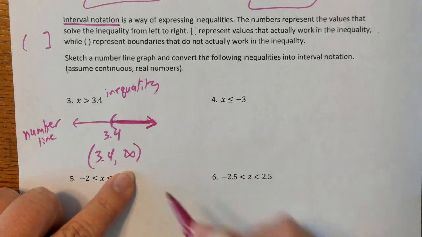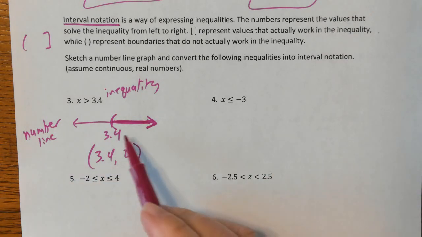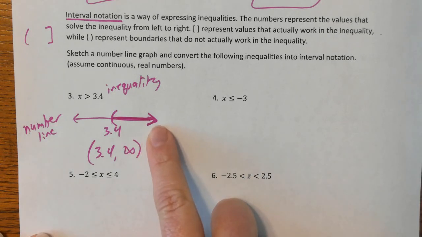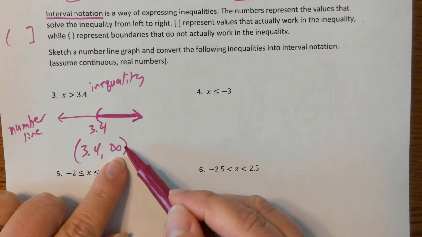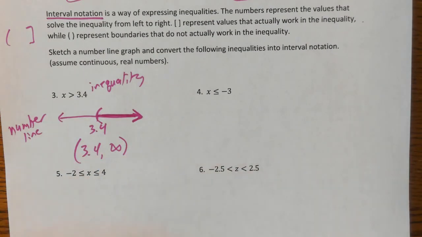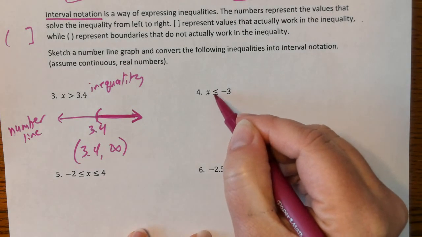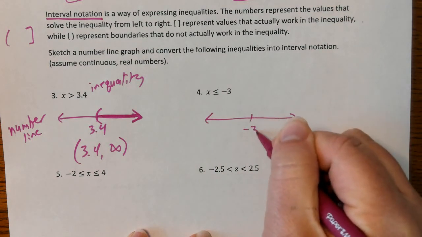And then infinities are always going to have parentheses because you never actually get to infinity. It keeps going forever. It goes to a million, a billion, a trillion, but it keeps going beyond that. So infinities are always going to have parentheses because you never actually equal that number. Okay? All right, number 4, x is less than or equal to negative 3 on a number line graph. Here's negative 3.